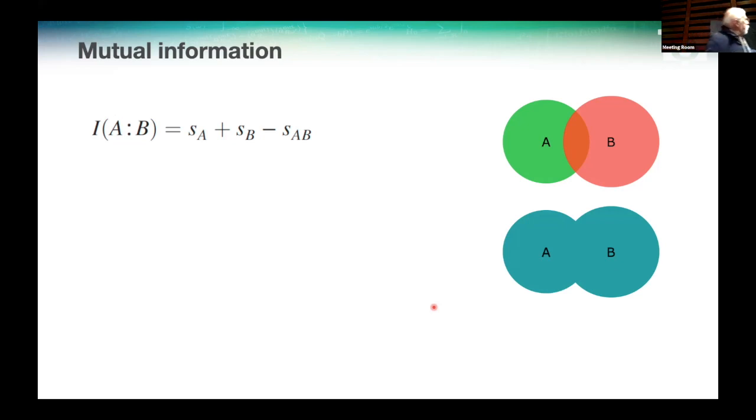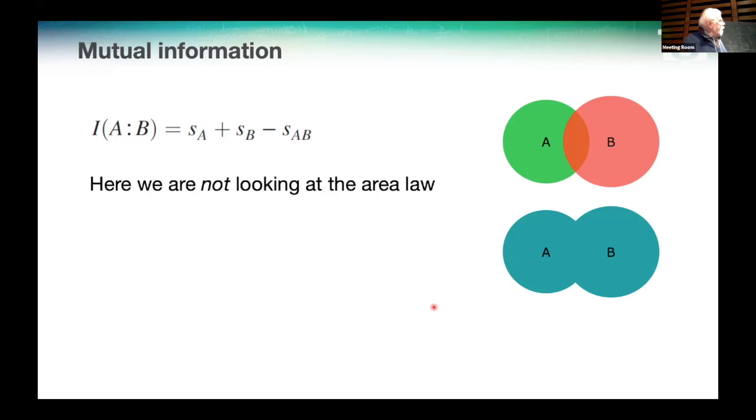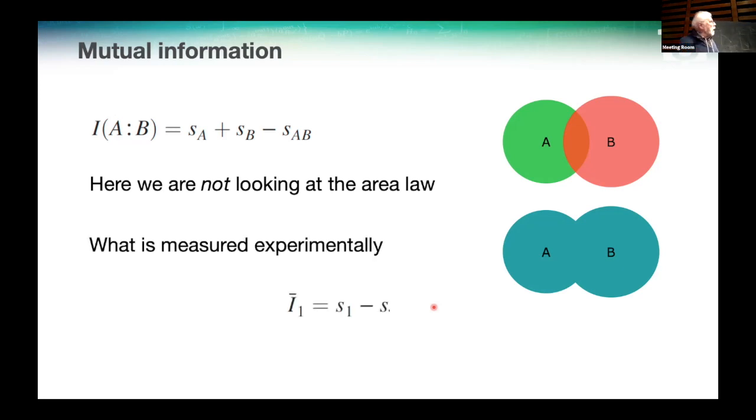So the mutual information really measures how much of one system is known by the other system and vice versa. In this business, many people have looked at the area law, and that's usually what everyone does. I want to say this is not what we are doing. I'm just looking again at the mutual information of a single site and the rest of the system.